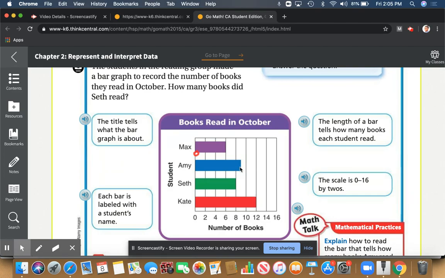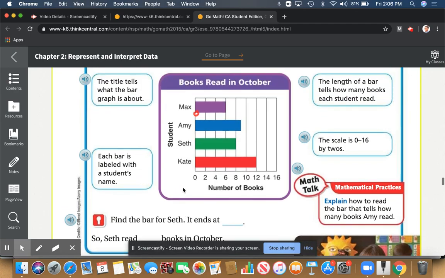Notice for Amy, she's halfway between the 8 and the 10. What number is between 8 and 10? Yes, you guessed it, 9. So that means Amy read 9 books in October. All right. The title always tells you what this graph is about, and each bar is labeled with a student's name. Okay, that's pretty much it for this graph.